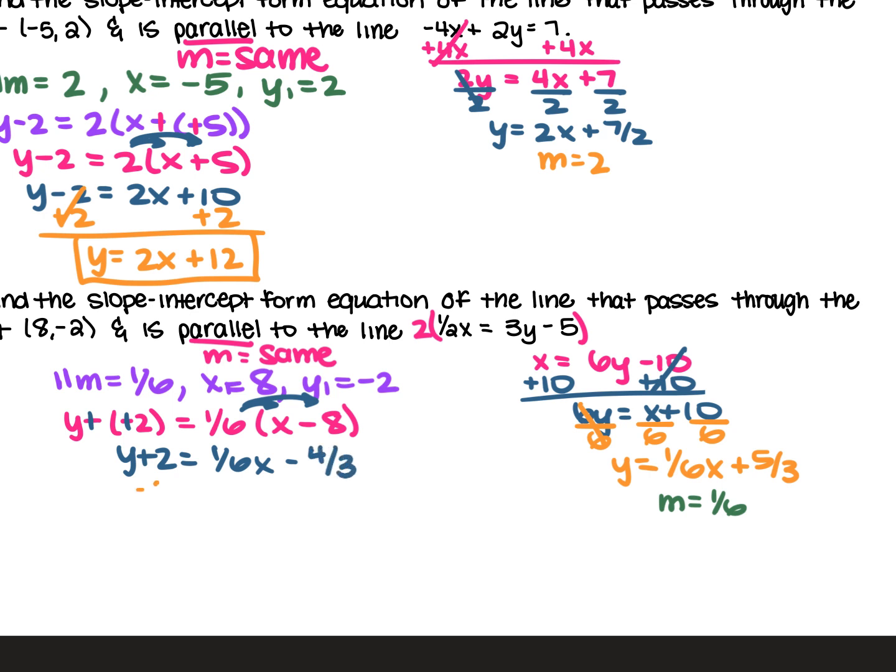From here, we're moving the 2 over by subtracting it from both sides. You have to have a denominator of 3 in order to subtract those fractions. So 2 turns into something over 3. If we multiply the 3 by 2, that gives us 6/3. So we have y = 1/6 x - 10/3.